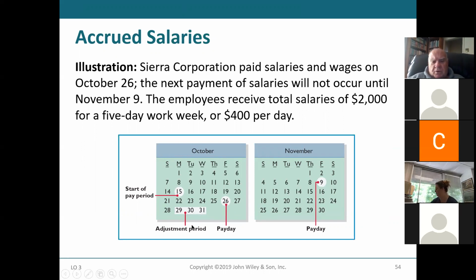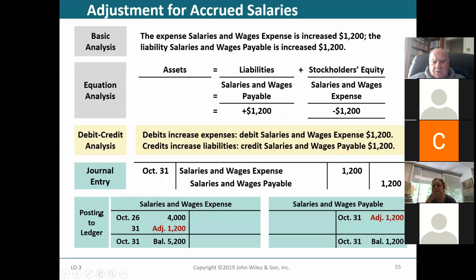But when did you do the work? You did it in October. So that work that you did has to be recorded in October when you did it, not in November when you get paid. So that's an important thing to understand, and I think you do. You work the last 3 days of the month in October, you're not going to get paid for 2 more weeks. But because you worked it in October, that's where the expense belongs. So here we go. It turned out you earned $1,200. You debit salaries and wages expense, and you credit accrued salaries and wages payable, okay?